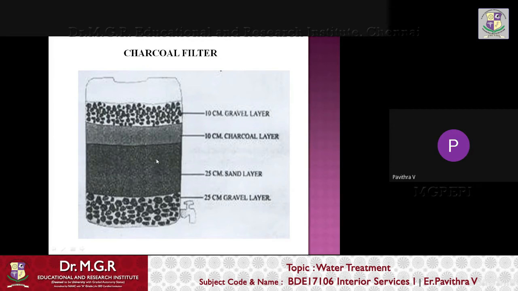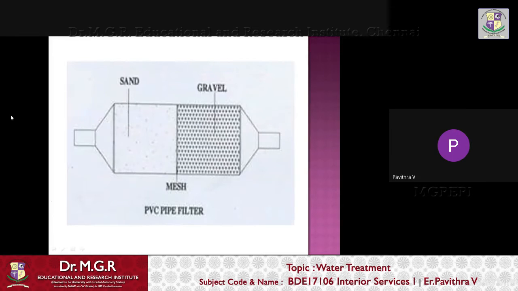Moving on to the next. This is a PVC pipe filter, in which a PVC pipe has a mesh in the middle and a layer of sand and a layer of gravel in it. When the water comes in from the inlet at one end of the pipe, it passes through this, and after that the clean water is collected at the other end.